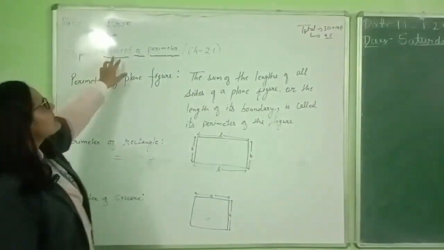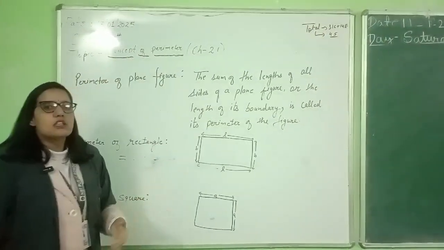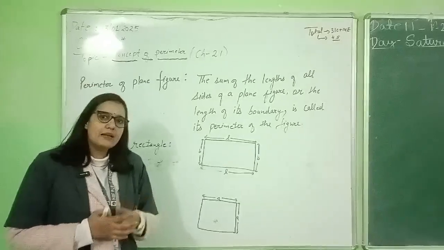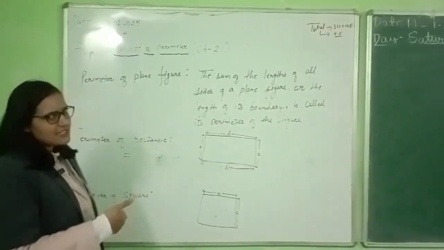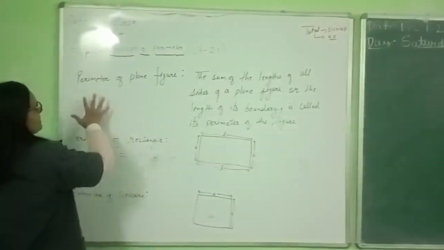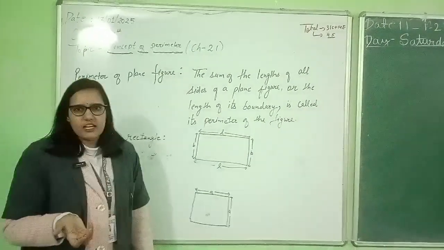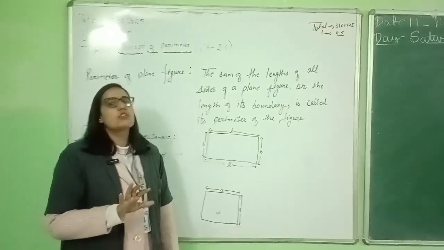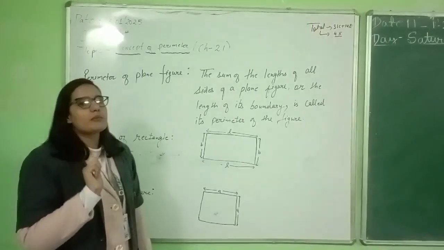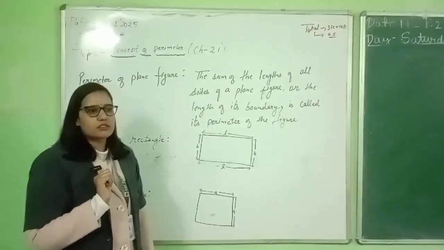So today's topic is concept of perimeter. First we are going to discuss the perimeter of plane figures. So what are plane figures? Plane figures are two-dimensional figures, which have length and breadth only. There is no height. There are only two dimensions, and that is called a plane figure.